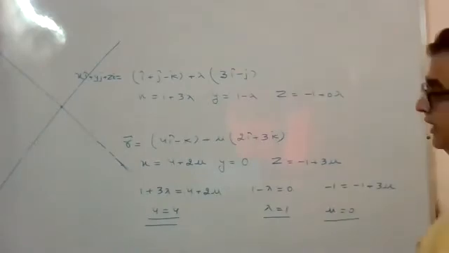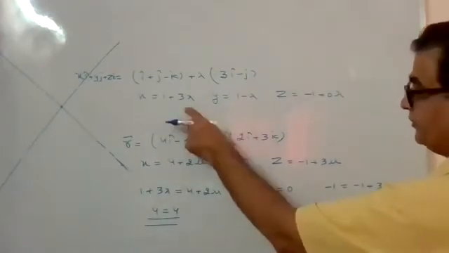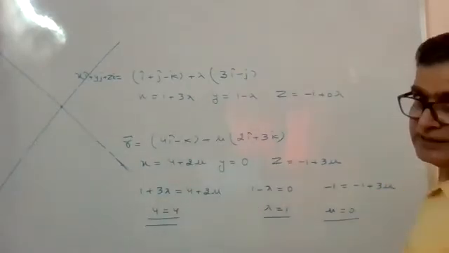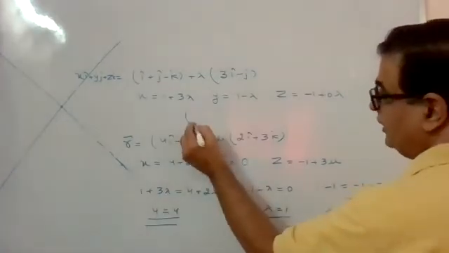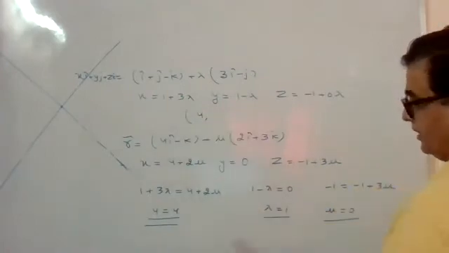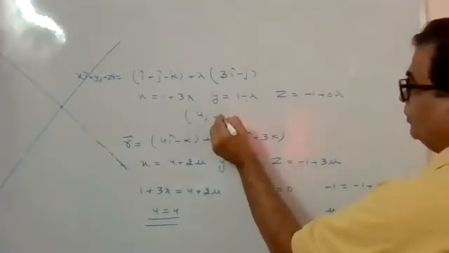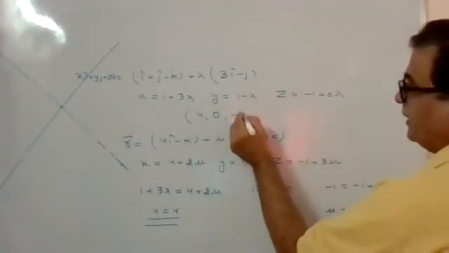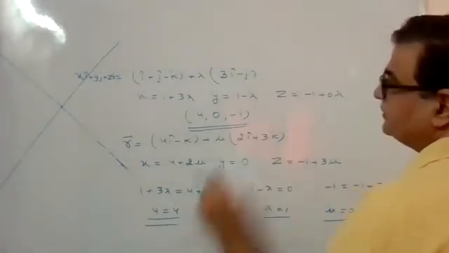What is the point? Lambda is 1, so you can put it here, and mu you can put here, from both the answer will be the same. So what is the coordinate here? When you put lambda 1, 3 plus 1 it is 4. This will be 0, and this will come out to be minus 1. So this is the intersection point.